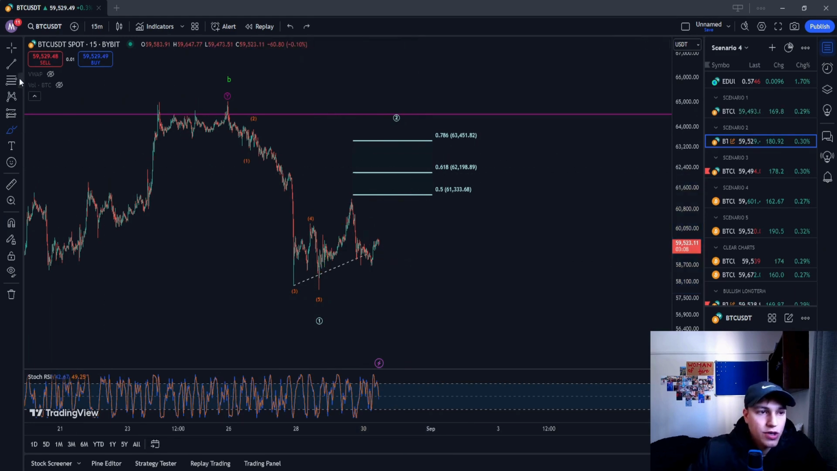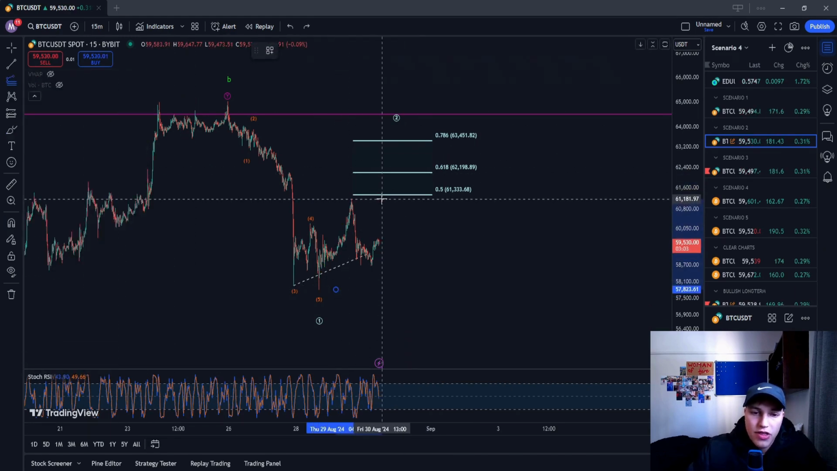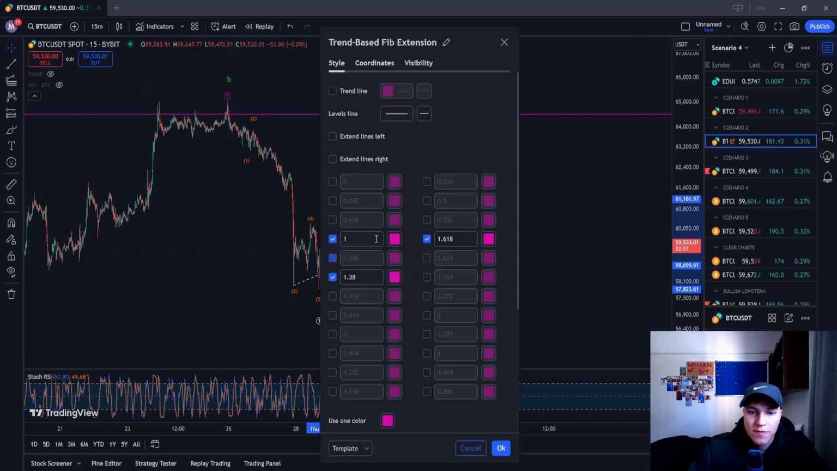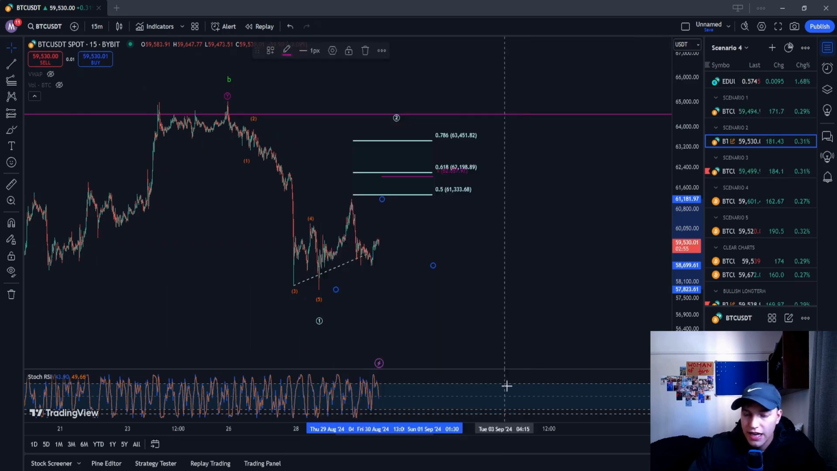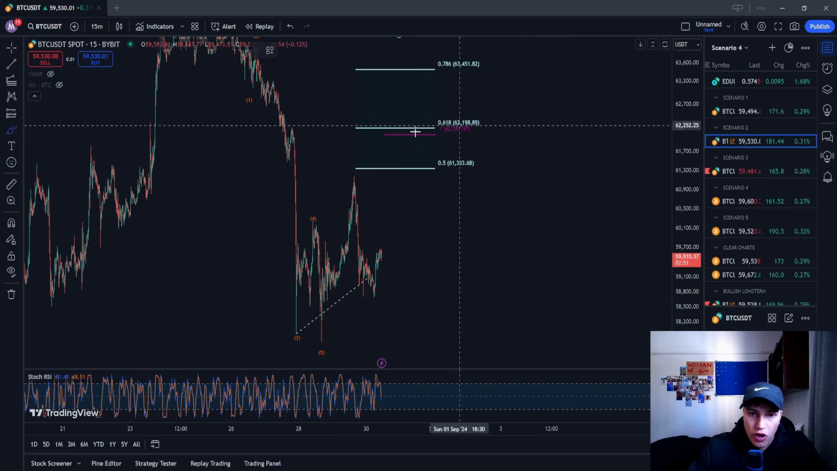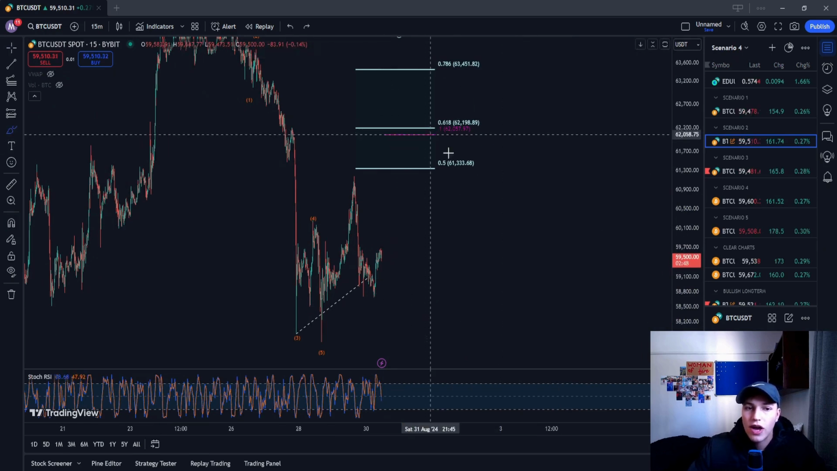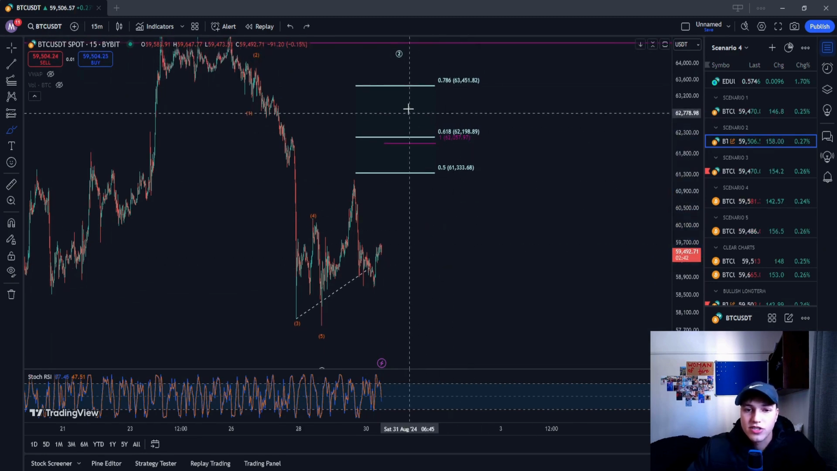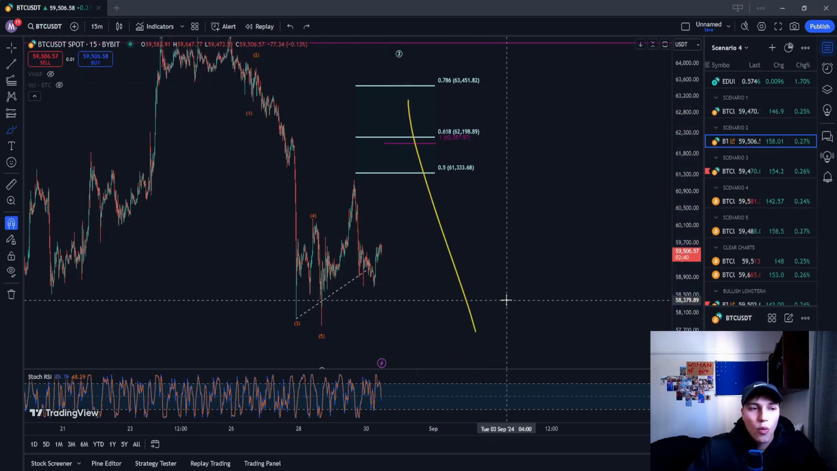The C wave would target the 1-to-1 extension from the low of wave A to the top to the low of wave B. Now the 1-to-1 would sit at, let's see, $62,057. That would be the target for this wave 2. Then after that, we should see massive continuation to the downside in that larger degree wave 3.